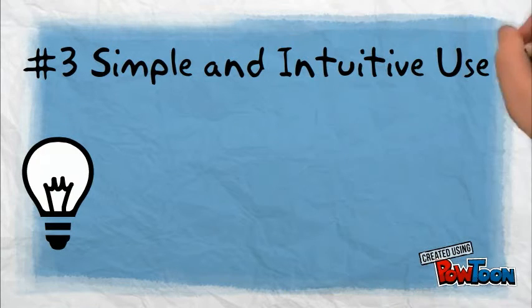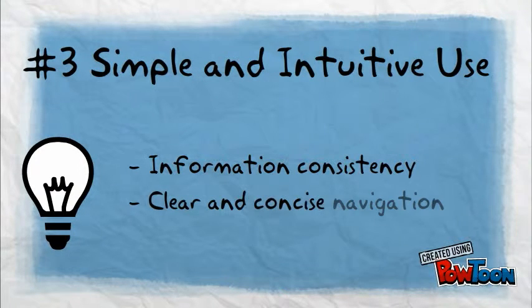The third principle is simple and intuitive use. Consistency is key. All students should know where to go to find certain information regarding course content with as few clicks and pop-ups as possible. Also, make sure the headings are clear and that the content accessed matches the headings.